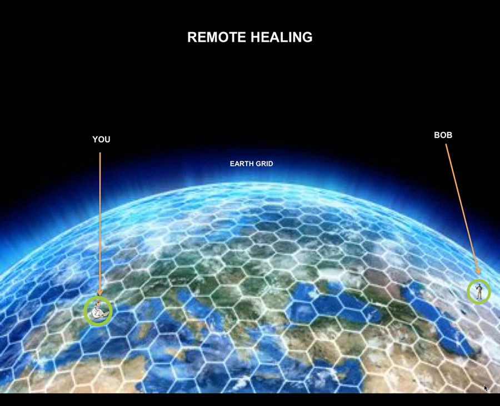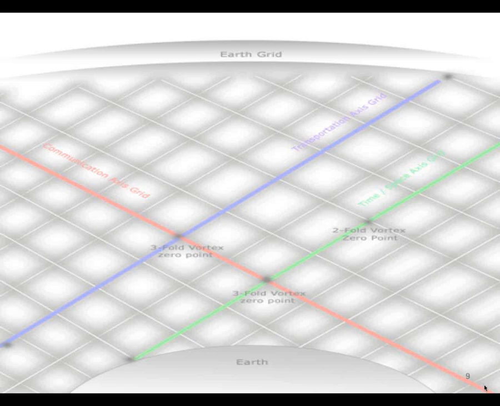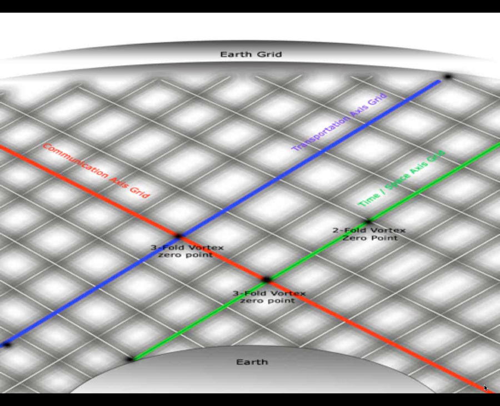And so what happens is, if we look inside this matrix, inside the Earth grid, it looks something like this. So here you are again on one side of the planet, and then here's Bob. And inside that grid system, you're going to find 3 grid systems that are all interconnected. Of course, this is a 2D picture, so just try to use your imagination, that there are 3 systems, 3 grids.